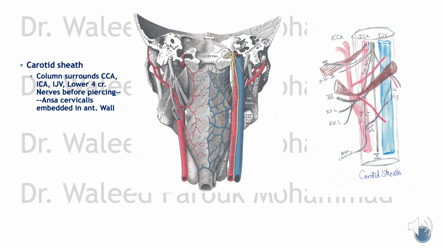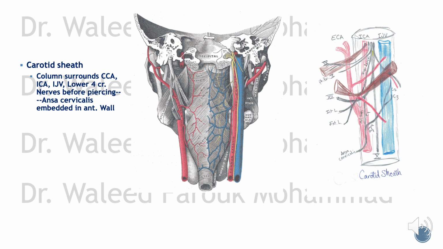When you go high up, you will find other structures like the lower four cranial nerves, 9, 10, 11, and 12: the glossopharyngeal, the vagus, the accessory, and the hypoglossal. But actually, the accessory is a misnomer. It's not a cranial nerve, it's a spinal nerve that has a very unique course. Well, we will discuss this later. This is about the carotid sheath.